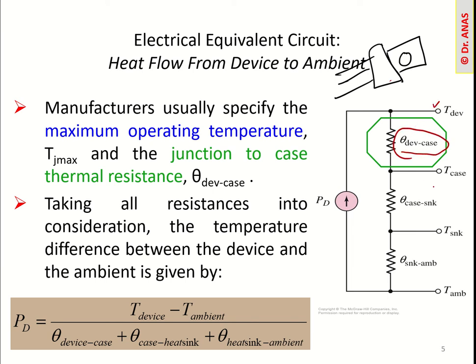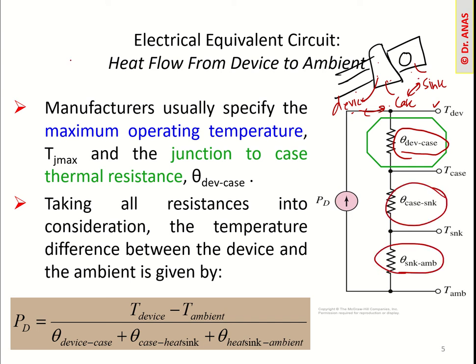Then we have a thermal resistance between the case and the sink. Inside of this is the case and this is your heat sink, and inside of this we have the actual device. So there is a thermal resistance between device and case, between case and heat sink, and between sink and the ambient. That is called sink ambient.